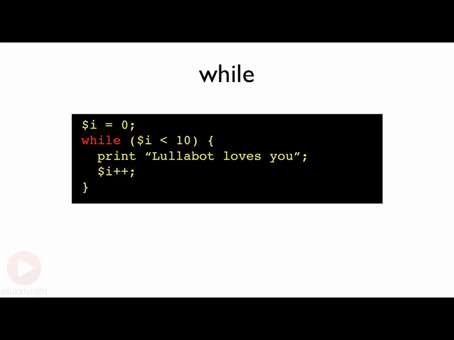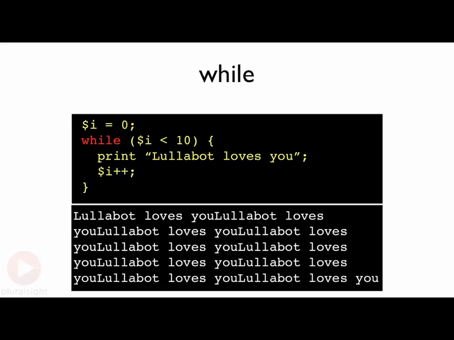So on the first run, I will be equal to 0, which is in fact less than 10. So "Lullabot loves you" will print, and then I's value will be updated to 1. PHP will then return to the top, check to see that I is still less than 10, and continue. The result will be that "Lullabot loves you" will be printed 10 times in a row.